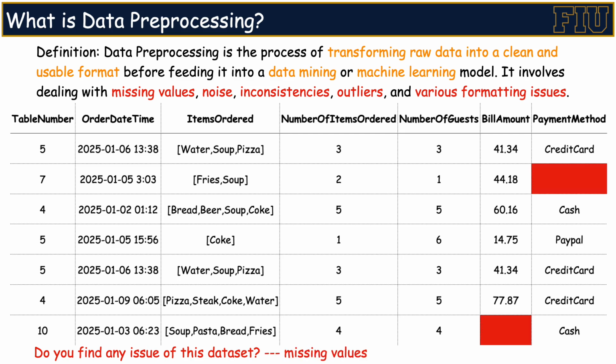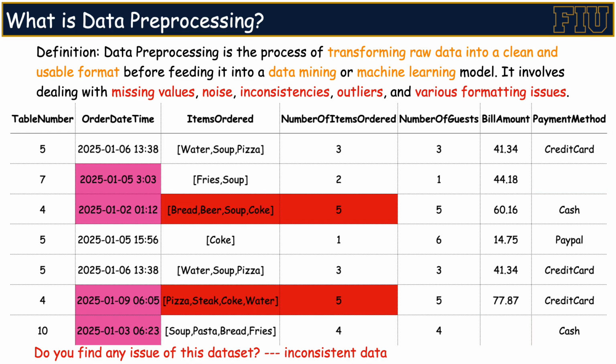I think that 2 missing values should be quite obvious. We have the features bill amount and payment method, and for most data points, we have corresponding entries. This suggests that these 2 missing values are unintentional, making them a clear issue in the current dataset. As we mentioned earlier, this dataset also contains inconsistent data. There are 2 instances of inconsistency that we can identify.